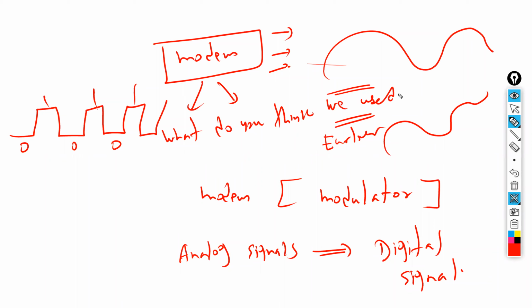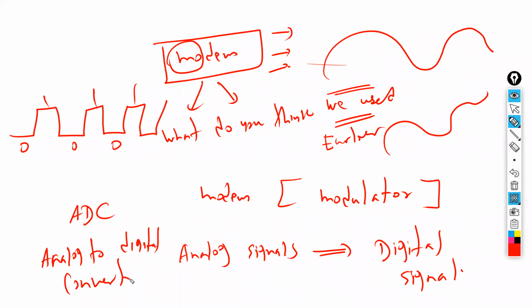So because of that, we used the modem, the modulator, earlier. Actually, in a modulator we have a device called ADC. I will tell you what this is. ADC means analog to digital conversion, right? Analog to digital convert.